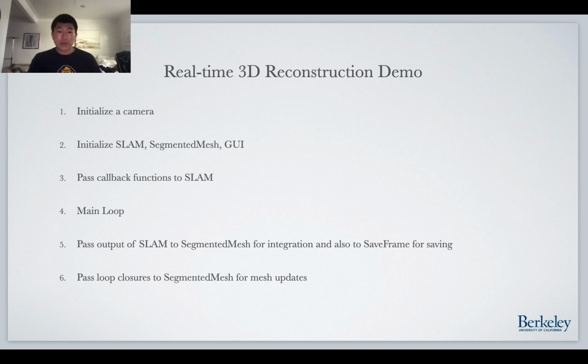When the output of SLAM is received and a pose has been estimated for a new frame, it is passed into the 3D reconstruction system for integration. It is also passed into the saving system for saving to be reconstructed later offline. Loop closures are also detected from the SLAM system, and the transformation of older mesh blocks inside the 3D reconstruction system are updated accordingly.